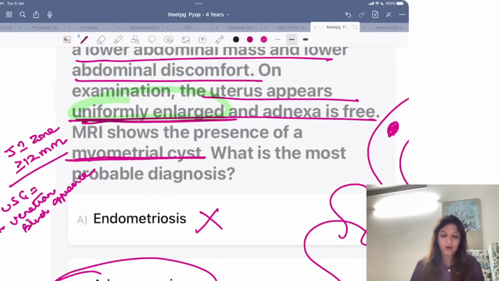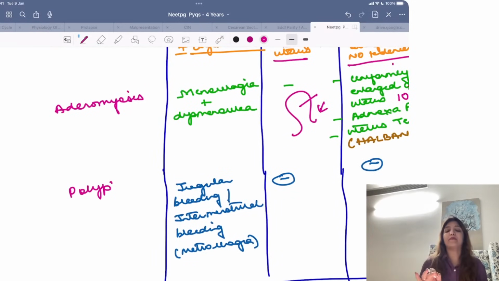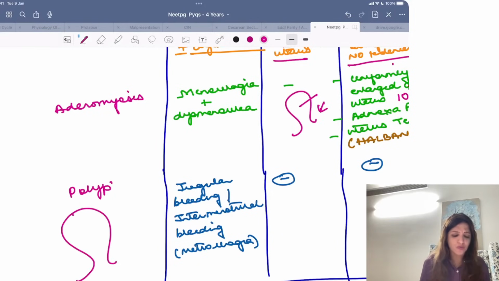Now, when we are talking about polyp, the patient comes with a complaint of irregular bleeding. In fibroid, patient comes to you with excessive bleeding, but it will not be irregular. Irregular bleeding, intermenstrual bleeding, if you get such terminologies, it means the question is about a polyp. What is a polyp? It's a small mucosal growth which is happening.